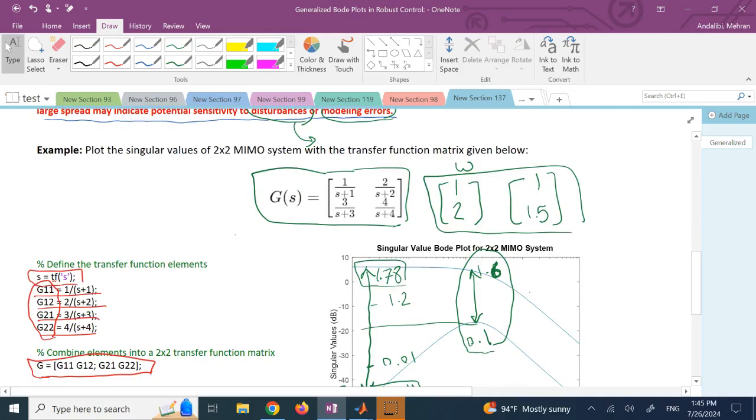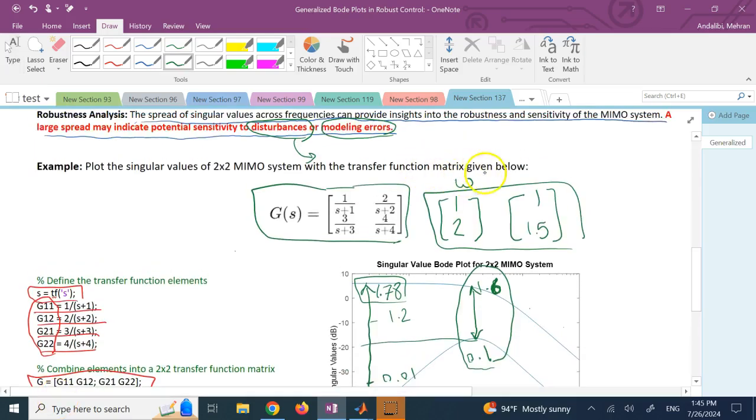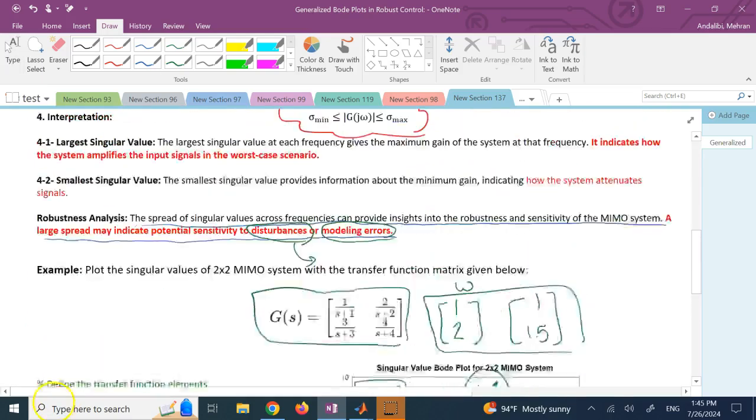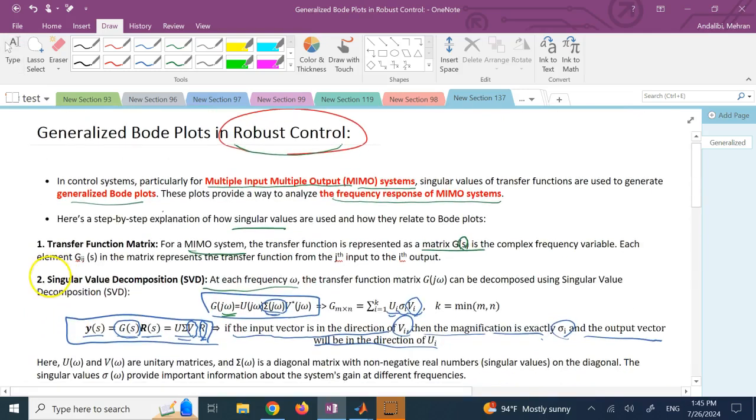So your system will not be robust if you have too big of a gap between the min plot and the max plot for sigma. But if there are narrow distances between them, your system is more robust. Hopefully that makes a little bit more sense now, why these generalized Bode plots are important for robustness analysis of a system.